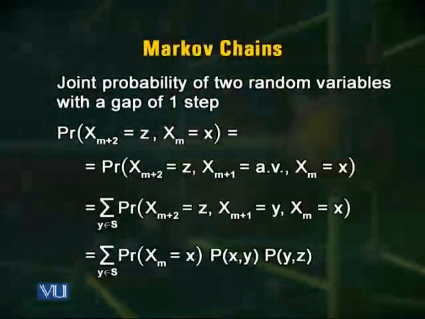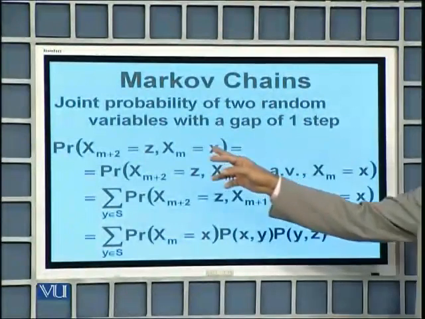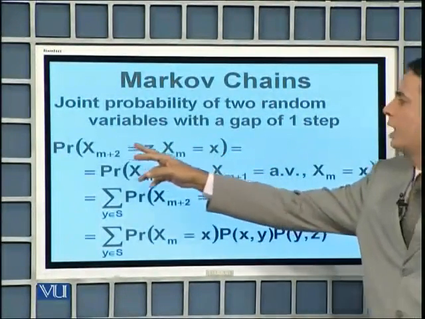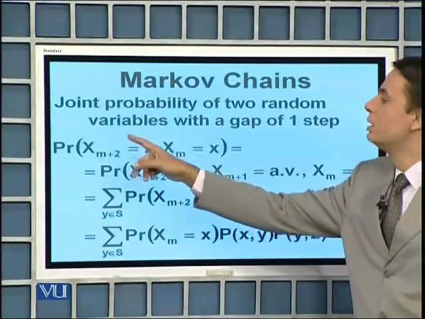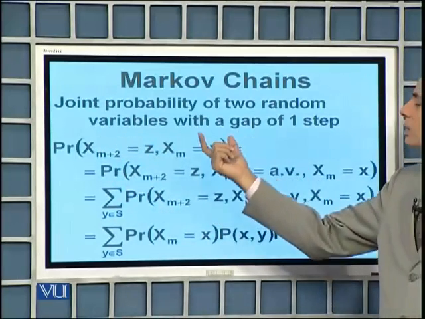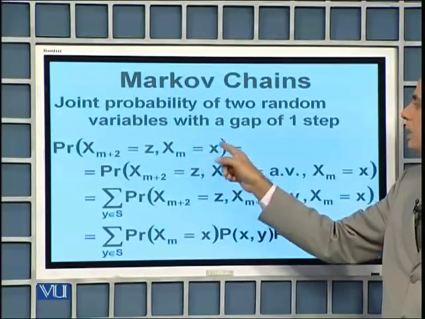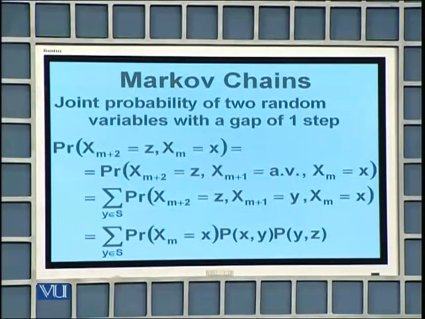Let's see, if we want to find the joint probability of only two random variables with a gap of one step, that is, we are interested in finding the probability of Xm taking on a value x and Xm+2 taking a value z. There is a gap. Nothing is being said about the random variable with index m+1. So we are interested in finding the joint probability of Xm being equal to x and Xm+2 being equal to z. Let's take this event and take its intersection with the whole sample space.